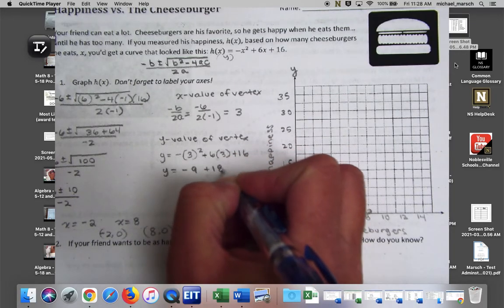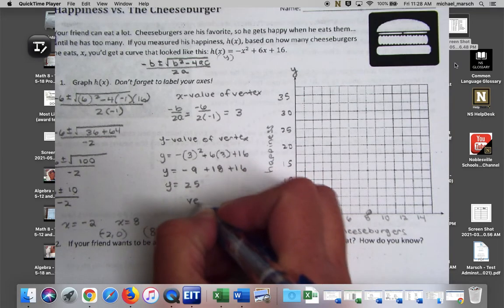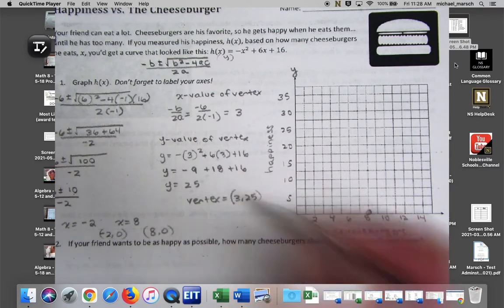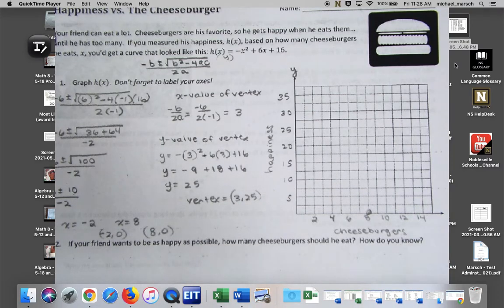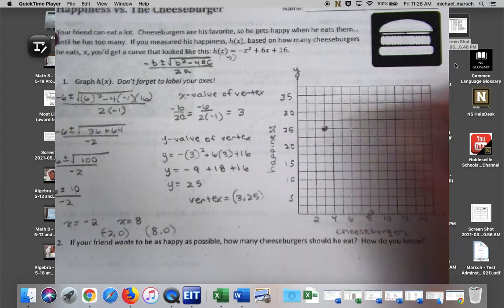Plus 18 plus 16. And then we get our vertex of 3, 25. 3 was the x value, 25 is the y value. So then we'll plot that.